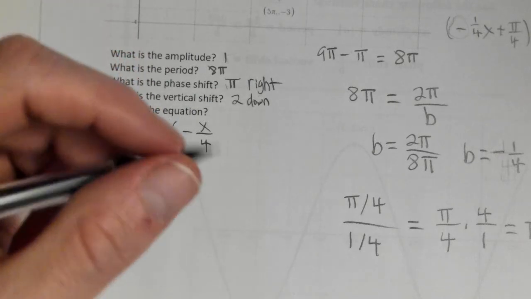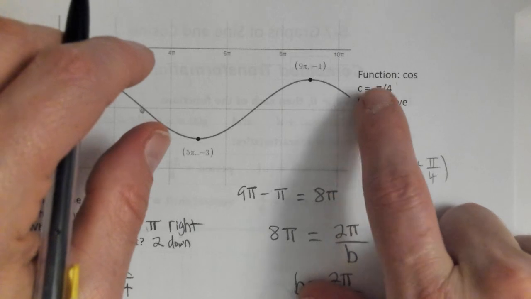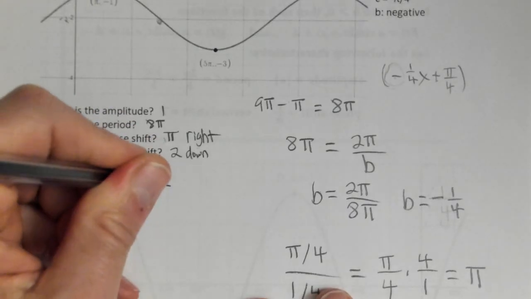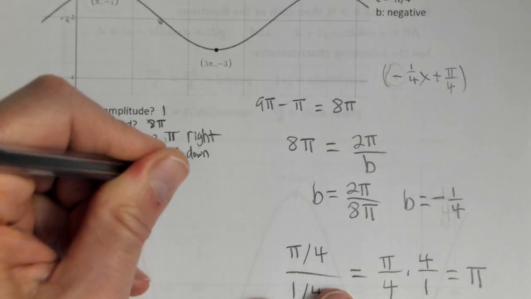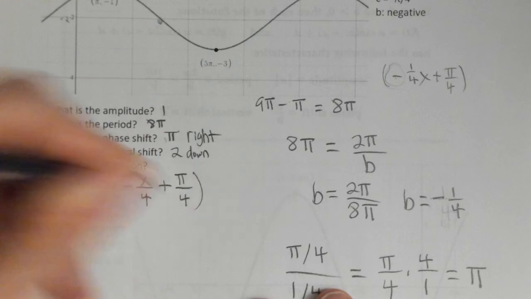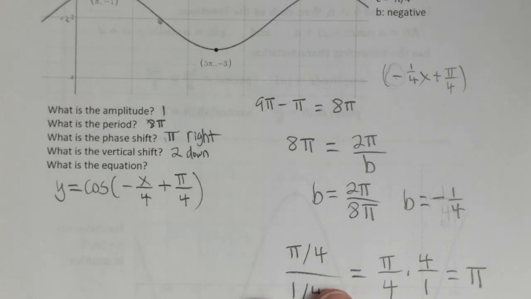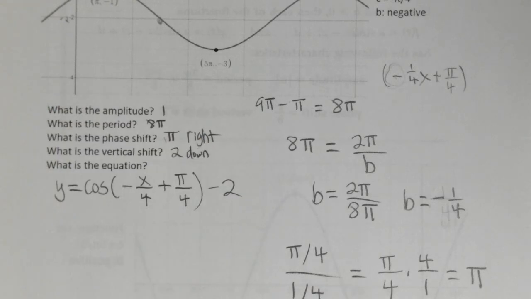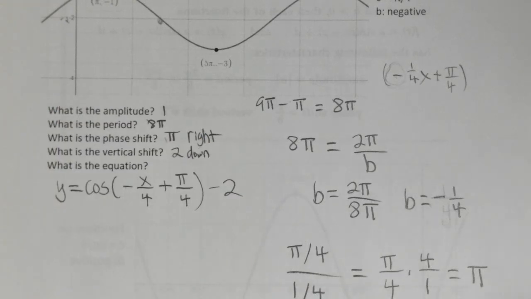And then from here, what have we got? So we've got our value of c is negative pi over 4, but remember it's minus negative, and negative makes a positive, so I'm going to make that a plus pi over 4. We will close it off, and down 2, minus 2 onto the end, and then we have the equation of the function.